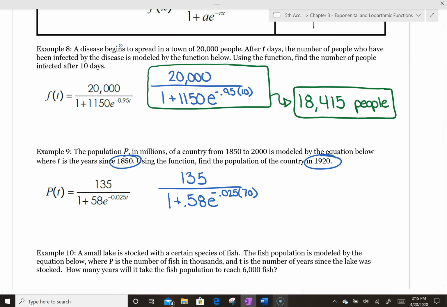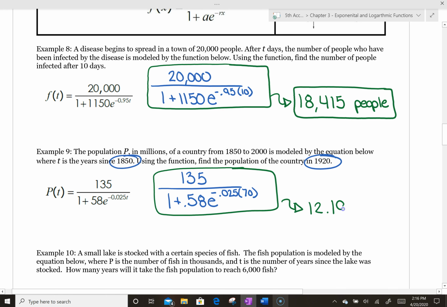Okay. So type that very carefully into your calculator. Please remember P is in millions. So when you get your answer, you should have 12.19 millions.